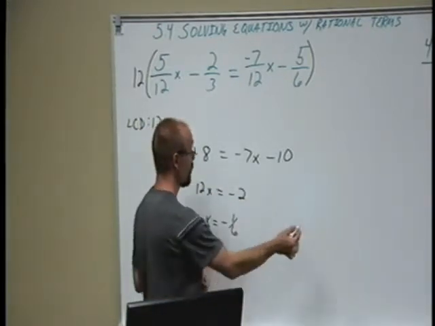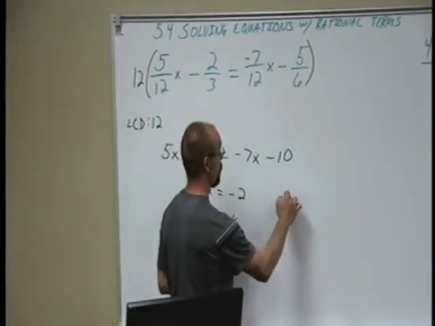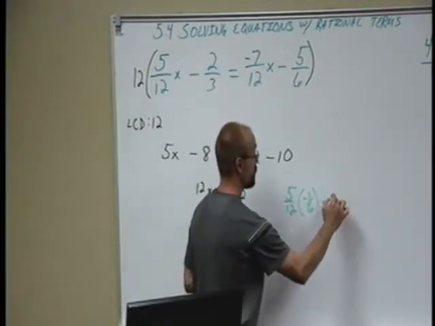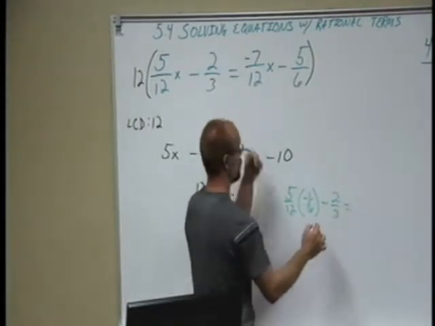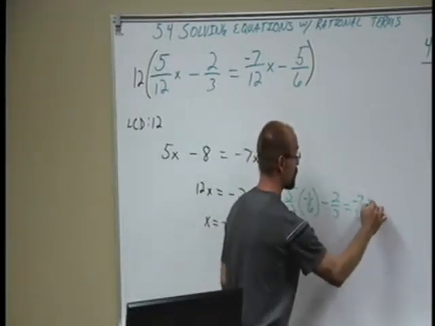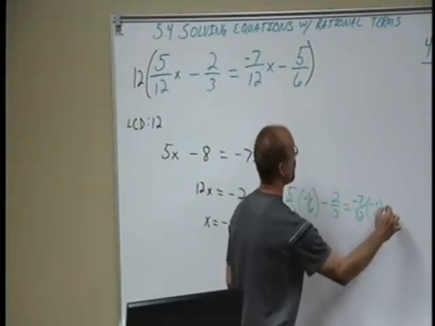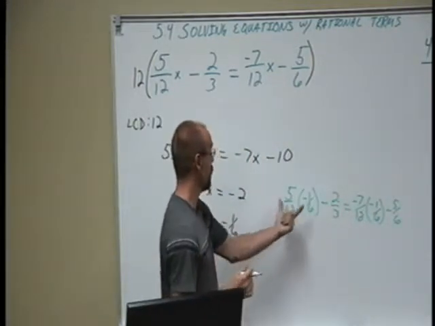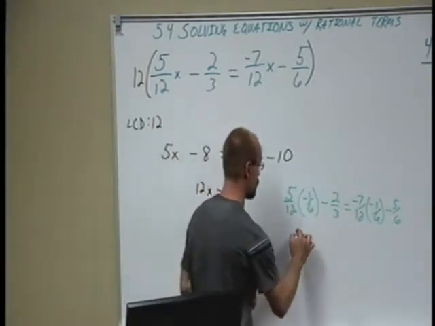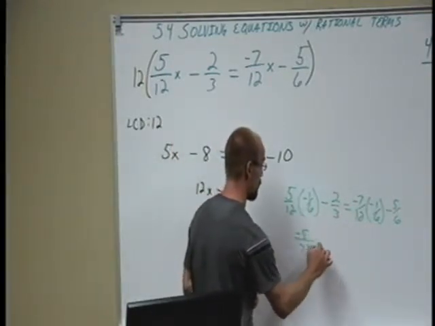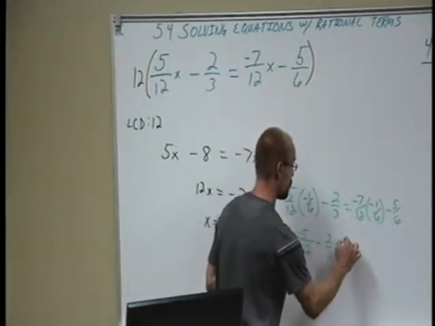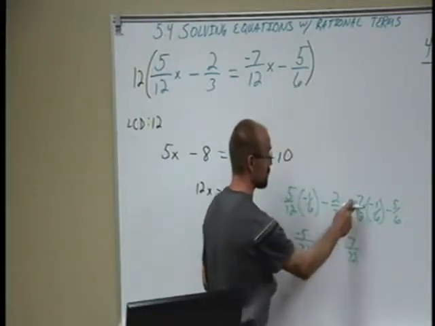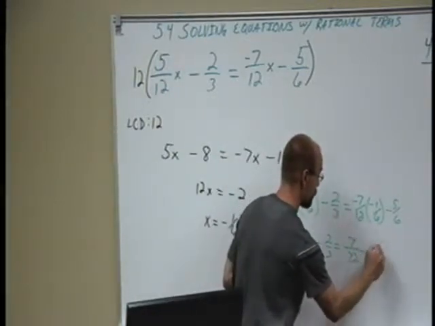What we're going to do is take 5 twelfths times the x we found, negative 1/6, minus 2/3 equals negative 7 twelfths times our x, negative 1/6, minus 5/6. Now, if we go ahead and simplify this, we can do multiplication before any addition or subtraction. I get negative 5/72 minus 2/3 equals positive 7/72, the negative times a negative, minus 5/6.